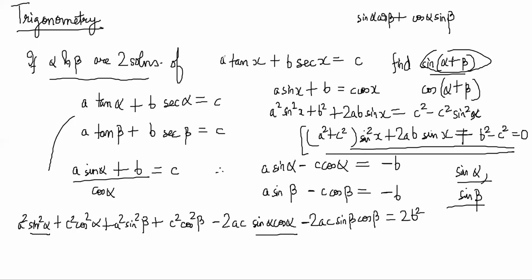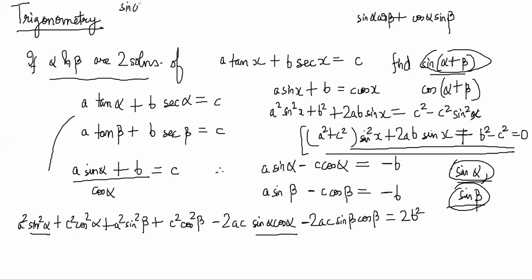Oh, the product and sum. So two of the roots are given, no? Alpha and beta are two roots of this, right? So when you do sine alpha, it should fit. When you do sine beta, it should fit. So basically, sine alpha and sine beta are the two roots of this quadratic, right?